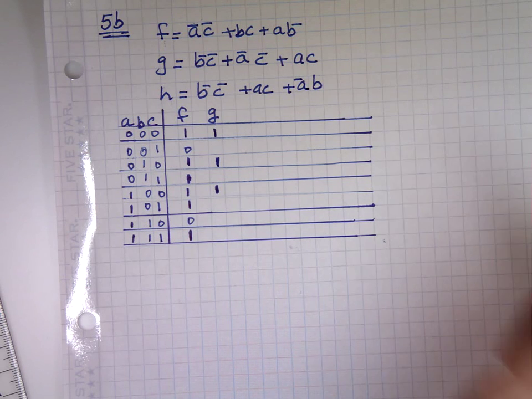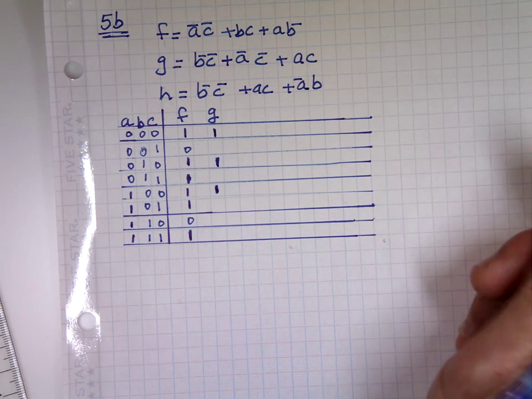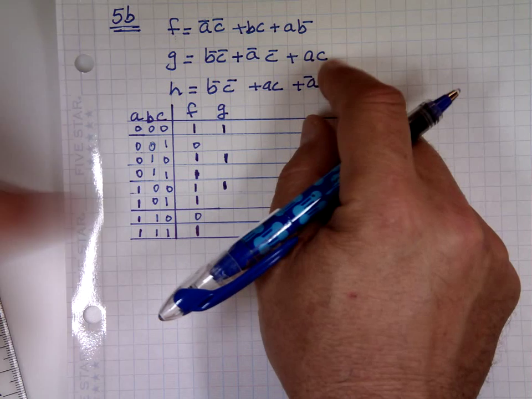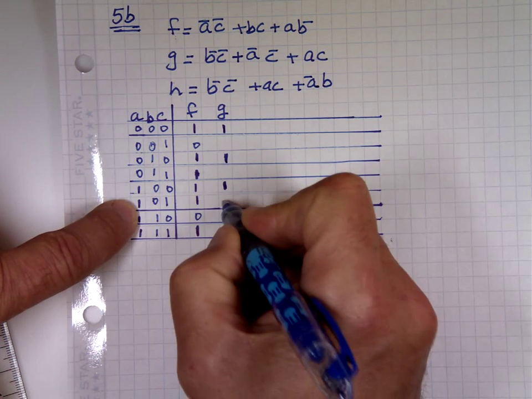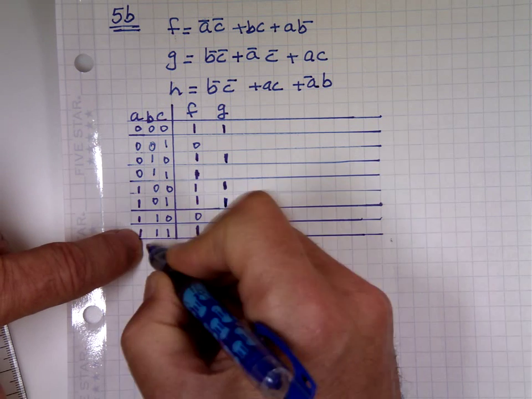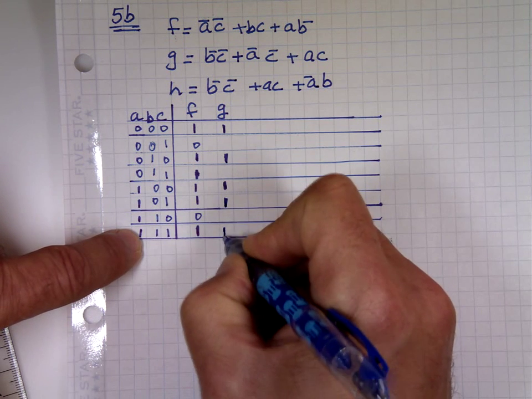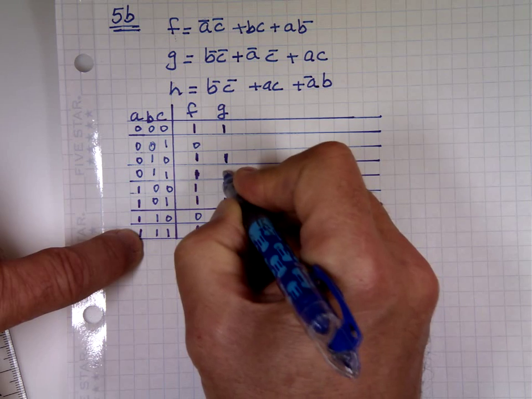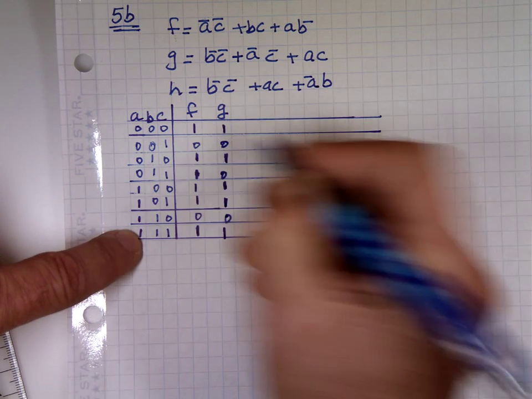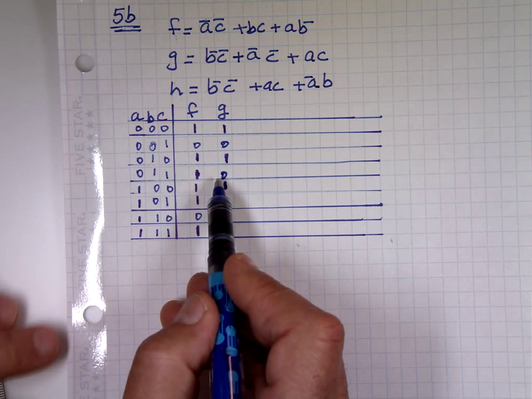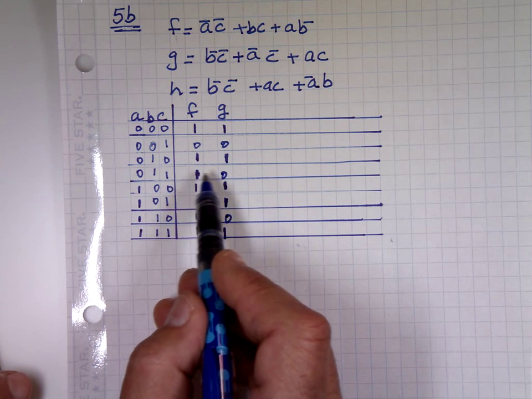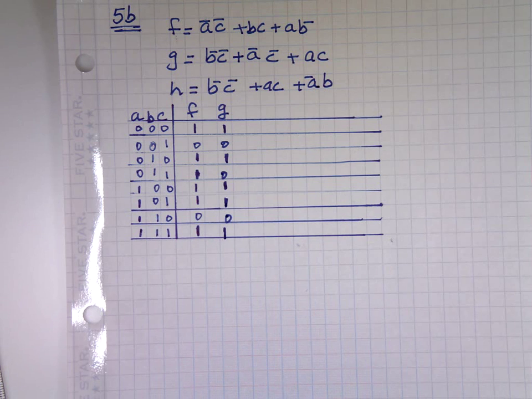And the last one, when A is 1, C is 1. A is 1, C is 1, that's this one. The rest of them are zeros. Almost had it with the exception of what? This one. See this one, that's 0, 1. So they are not equal.